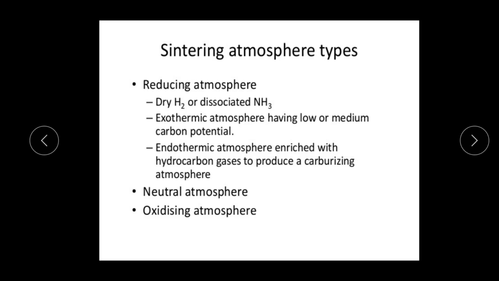Now, types of sintering atmospheres. Number one, reducing atmospheres, where we can take mainly dry hydrogen or dissociated NH3. Then the exothermic and endothermic processes, which we can take here. The endothermic or exothermic atmosphere has a low or medium carbon potential, but the endothermic atmosphere is enriched with hydrocarbon gases to produce a carburizing atmosphere. Another is the neutral atmosphere, and the final one is the oxidizing atmosphere.